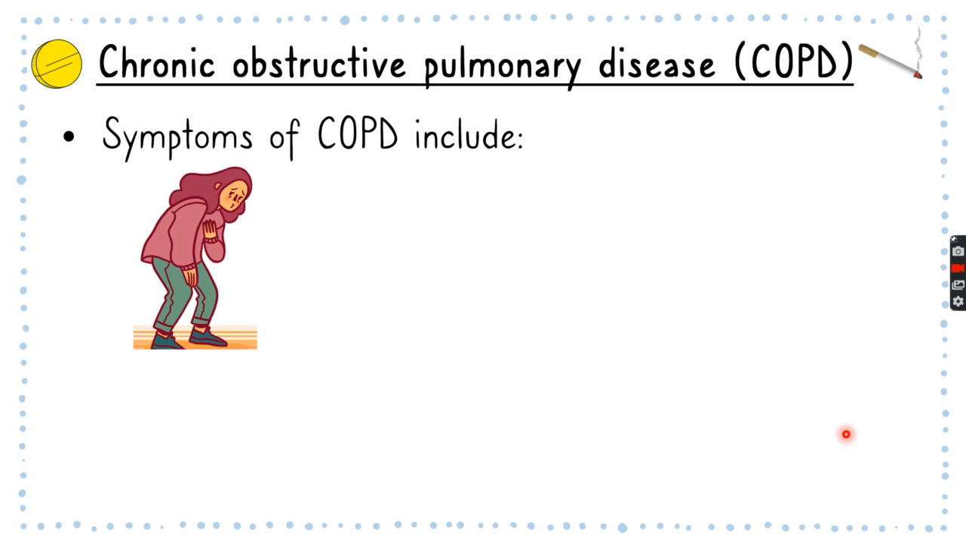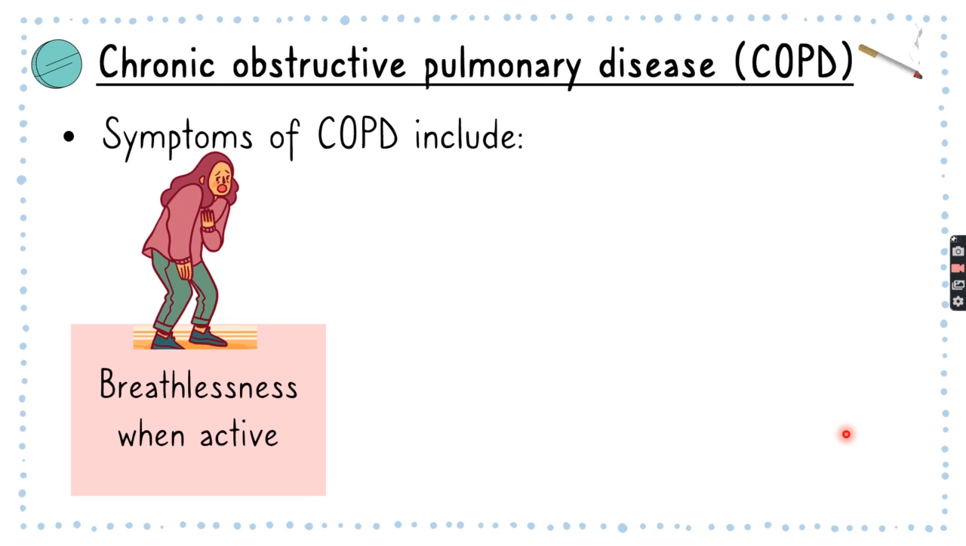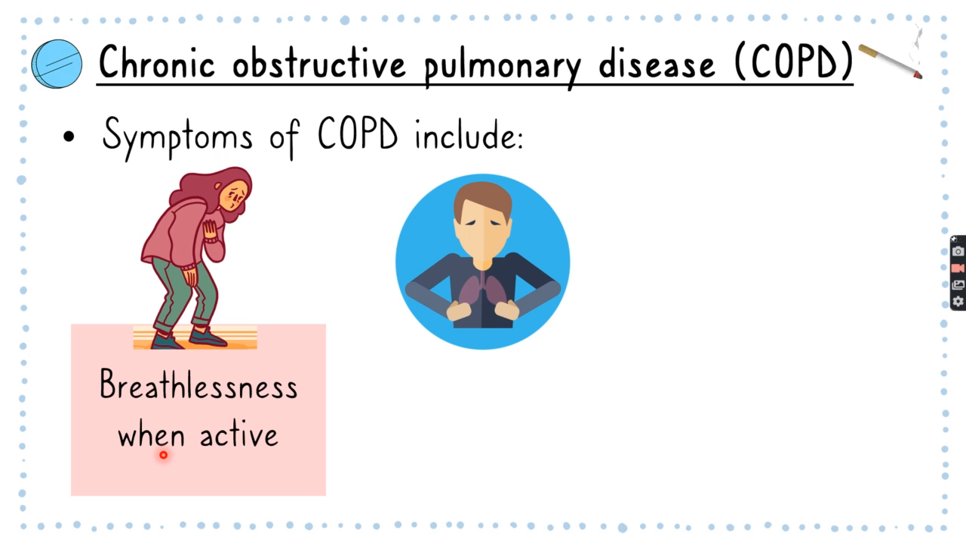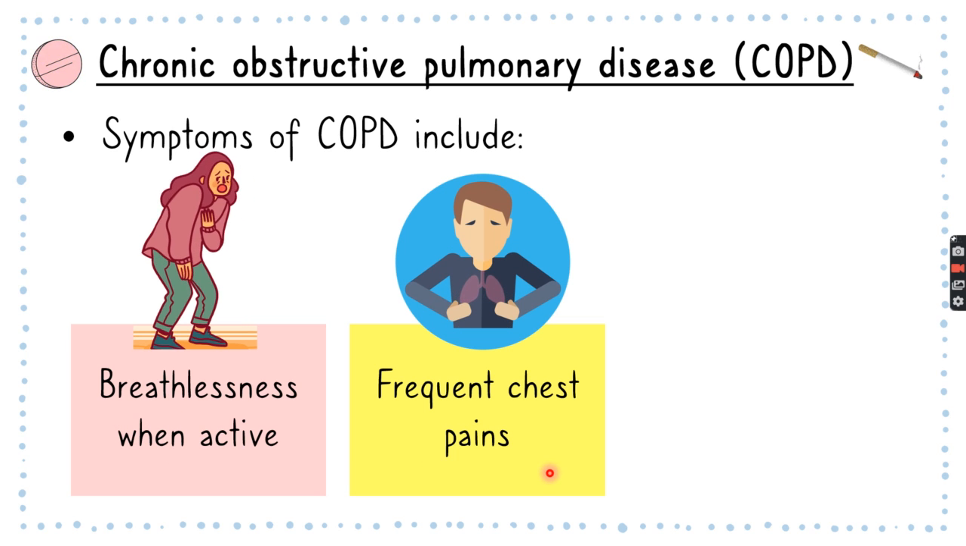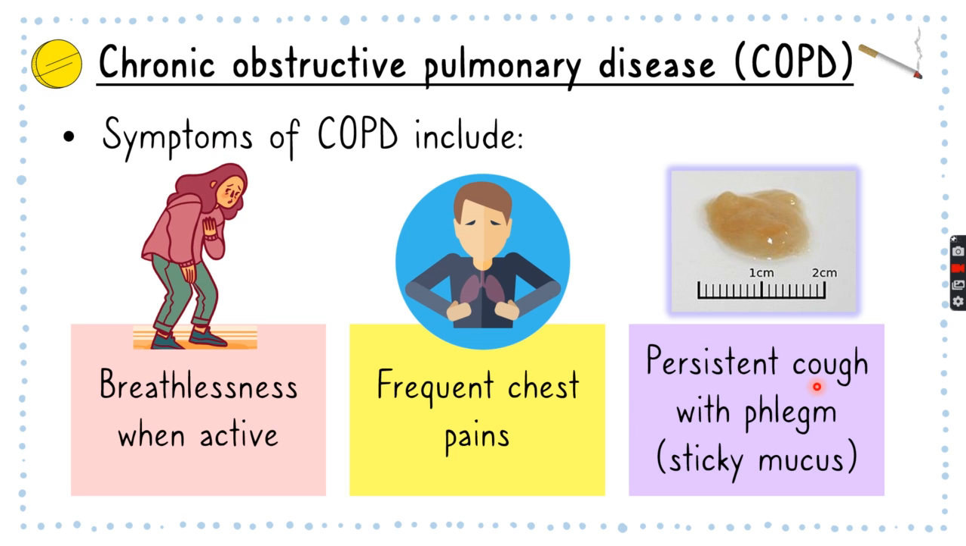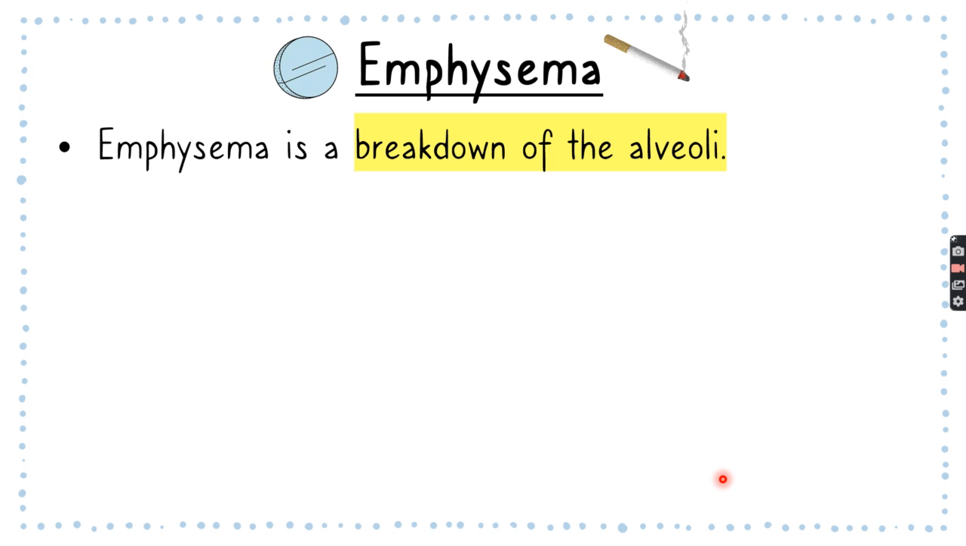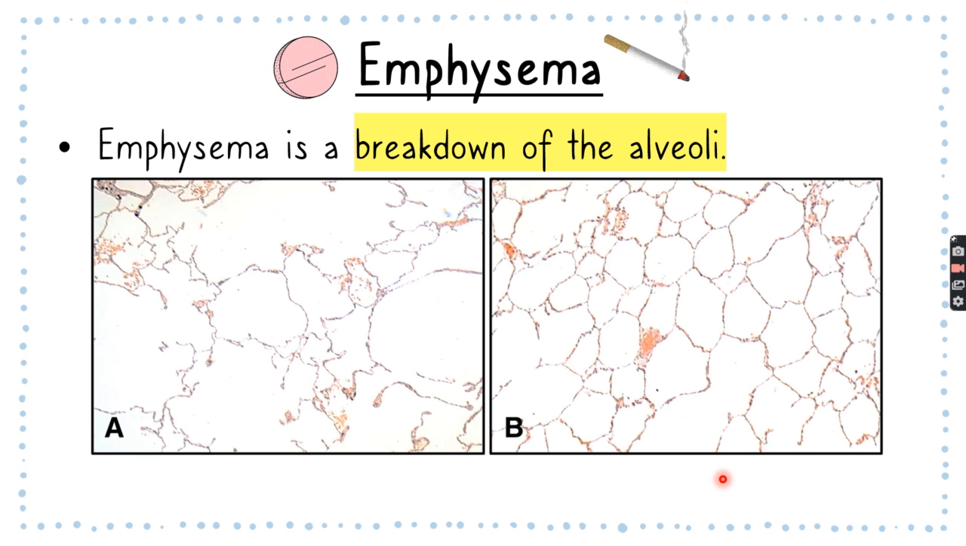Symptoms of COPD, so if a person has COPD, that means that they're going to show these signs: breathlessness when active, frequent chest pains, and persistent cough with phlegm. And phlegm refers to sticky mucus. Emphysema is the breakdown of the alveoli.